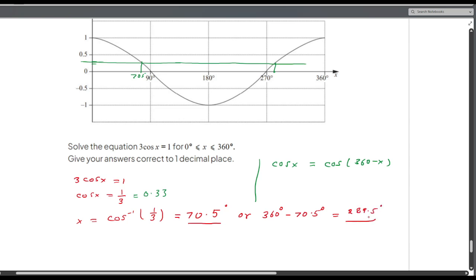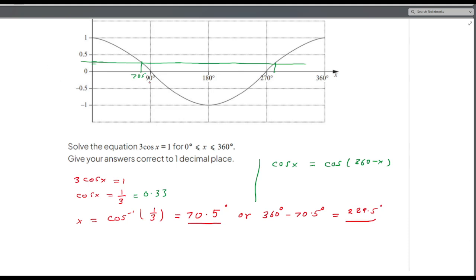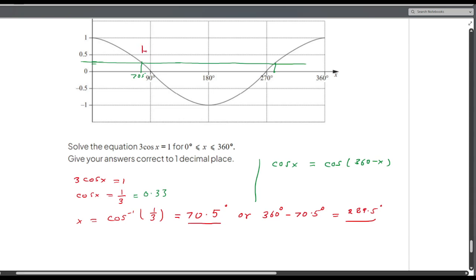Okay, one more thing. If you are doing it from the graph, then find out what is the difference between this 90 and 70.5.